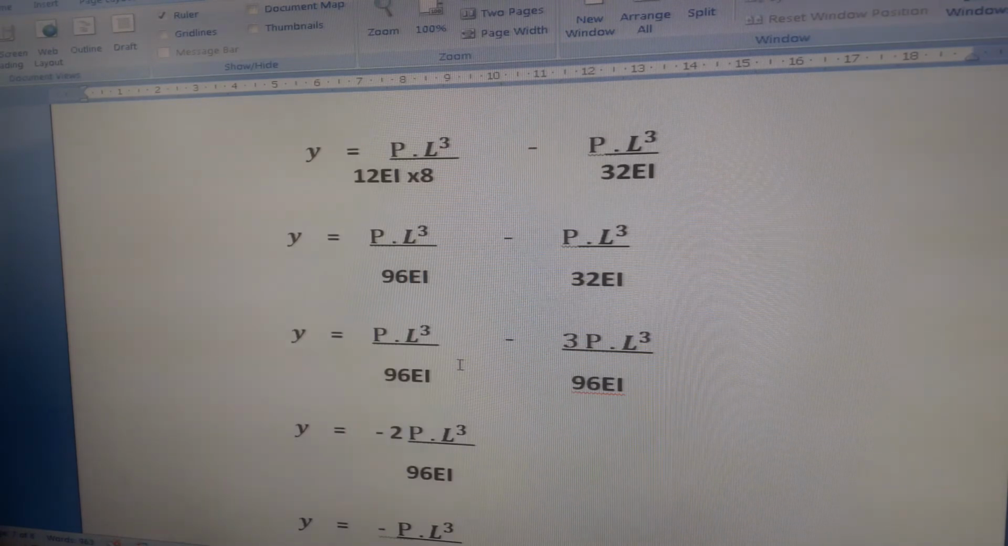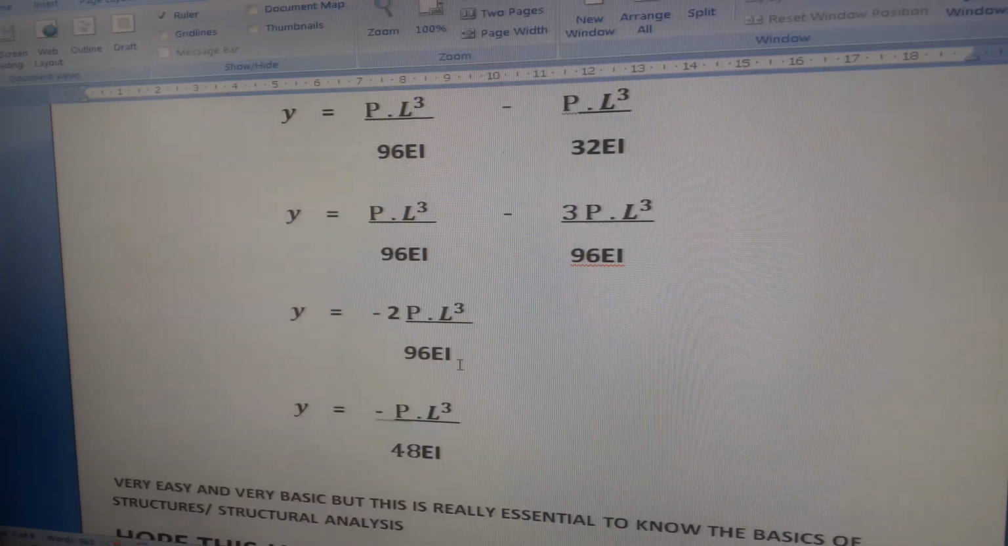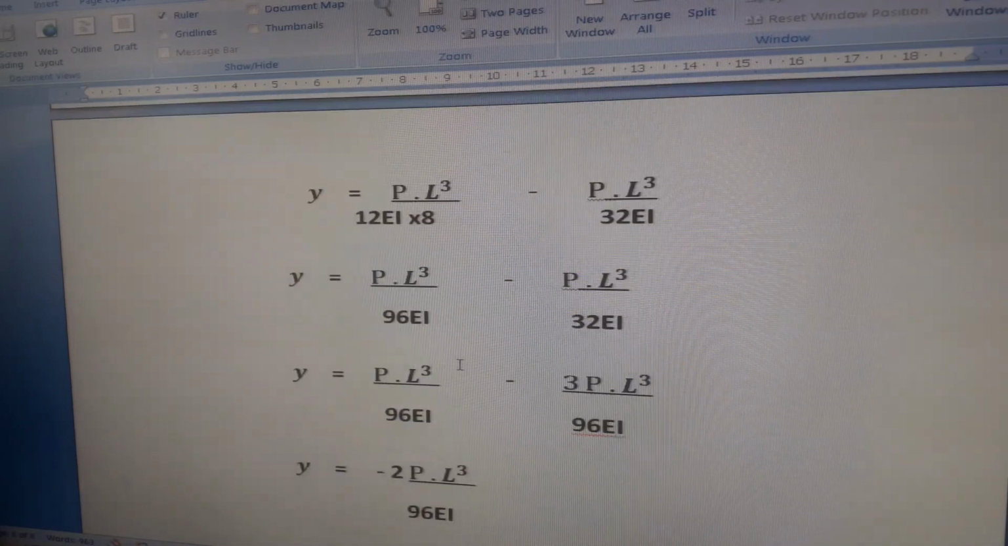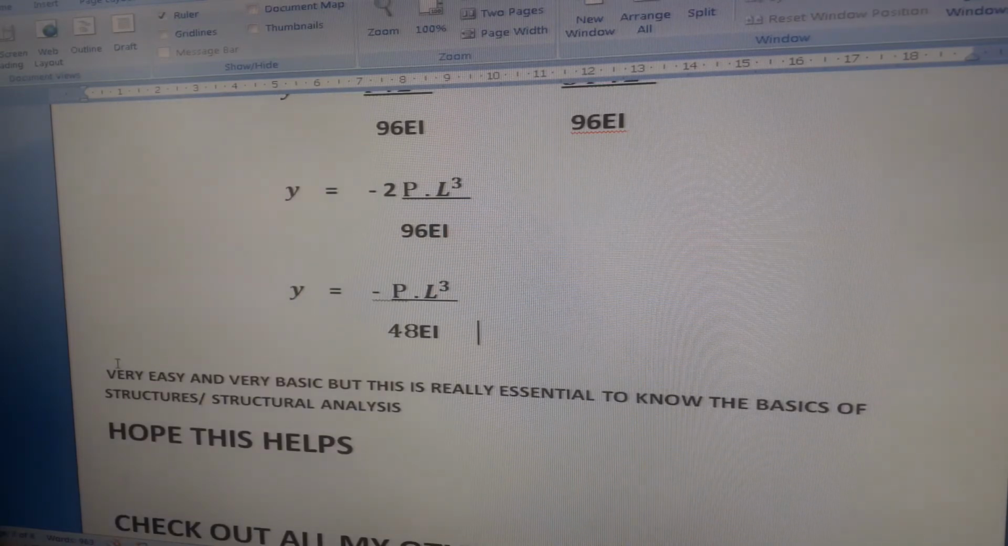If you haven't done it a few times, it can be quite confusing. It's easy to go wrong, so it was worth doing the video. This is very easy and very basic, but it's really essential to know the basics of structural analysis. So the deflection is minus P L cubed over 48 EI.